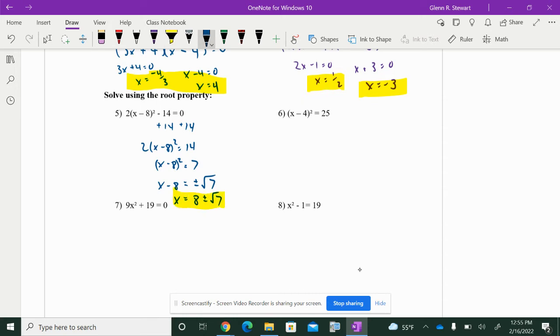Over here, if I square root both sides, I end up with the square root of 25, which is plus or minus 5. And then from there, I have 4 plus 5, which is 9, and 4 minus 5, which is negative 1.